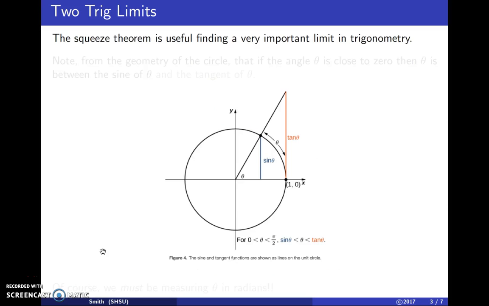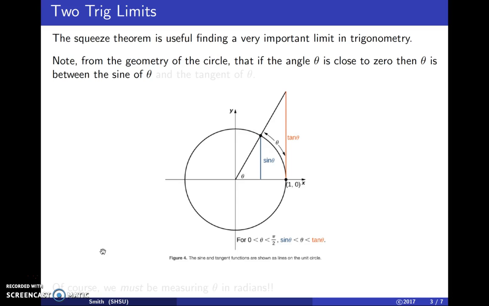The squeeze theorem is useful in finding a very important limit in trigonometry. Notice that from the geometry of the circle, if an angle theta measured in radians is close to 0, in the first quadrant, then theta is between the sine of theta, which is this height in blue in the picture, the y value in blue, and the tangent of theta, which is drawn in orange. And of course, we're measuring angles in radians. In general, what we have in this picture is that the sine of theta, that vertical measurement, is less than theta, that arc length, which is less than tangent of theta, the orange vertical measurement.